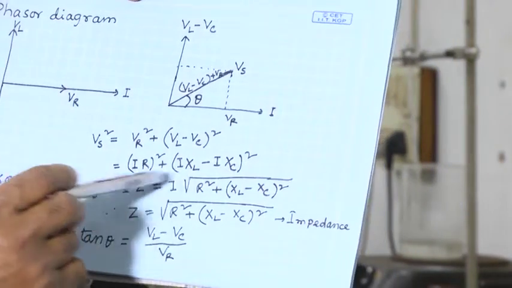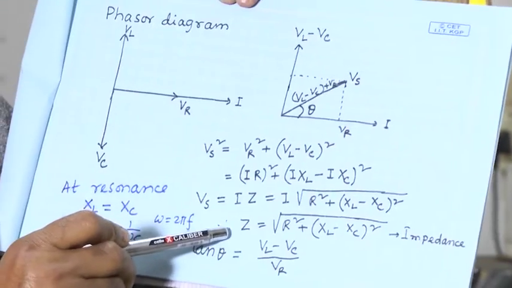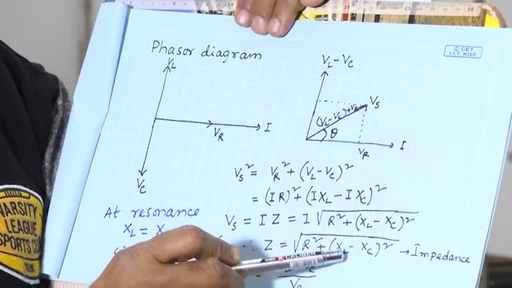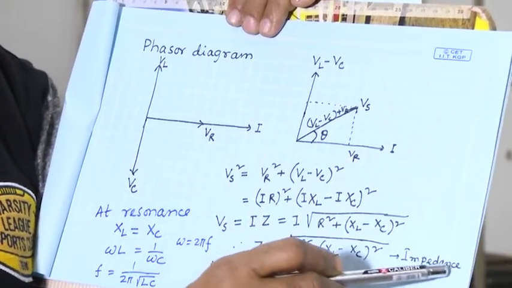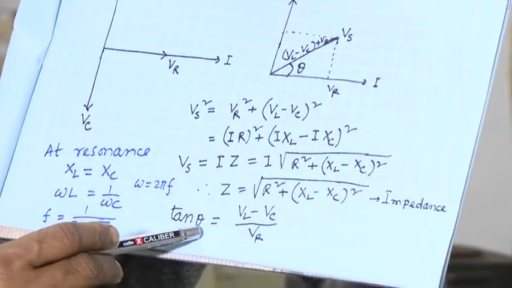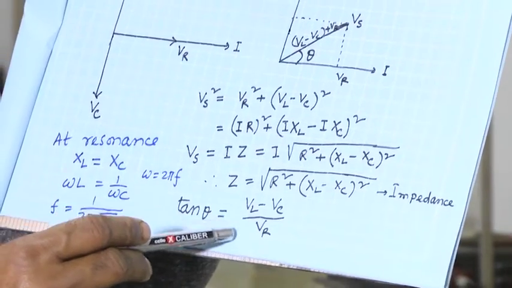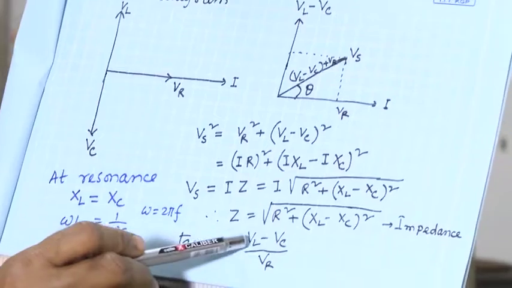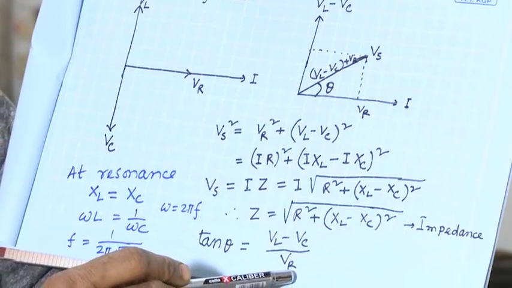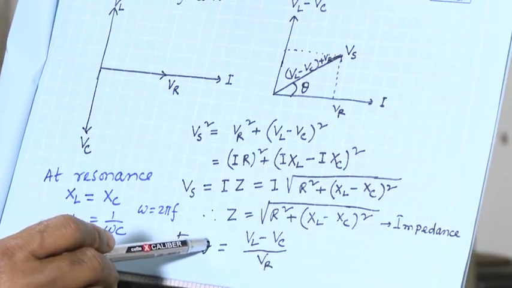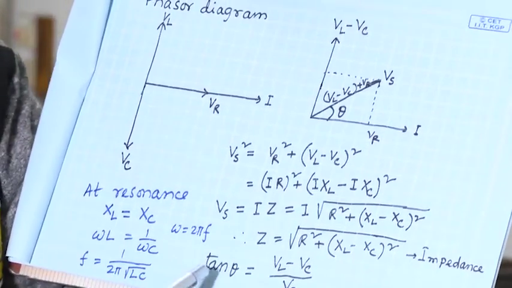So, comparing this, you can write that impedance is equal to the square root of R squared plus (XL minus XC) whole squared. This is called impedance, and the corresponding phase, that is theta, will be equal to tan inverse. From here you can see tan theta is equal to this by this, so (VL minus VC) by VR. So from here you can get this angle theta, and that is called the phase.